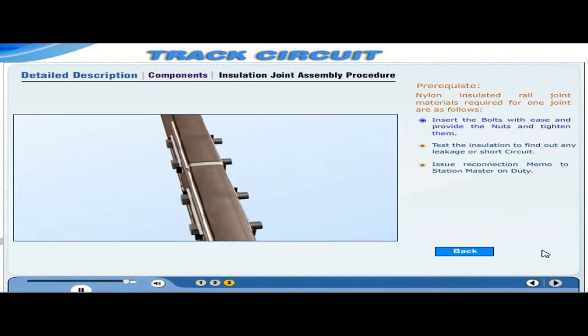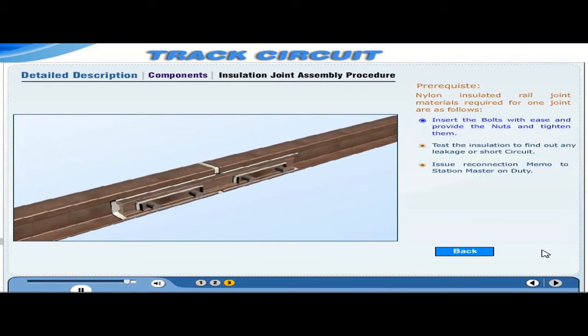Insert the bolts with ease and provide the nuts and tighten them. Test the insulation to find out any leakage or short circuit. Issue reconnection memo to station master on duty.